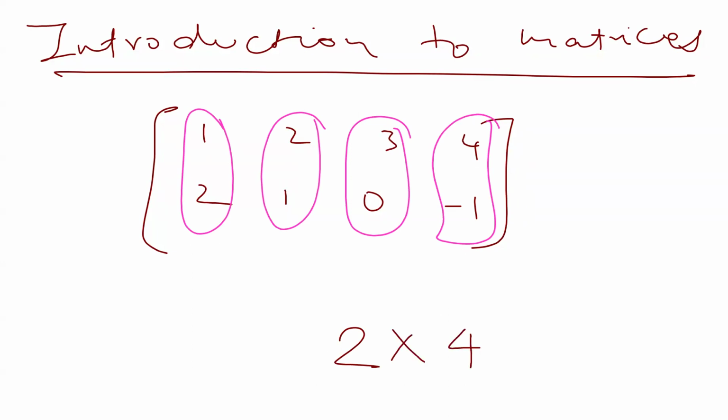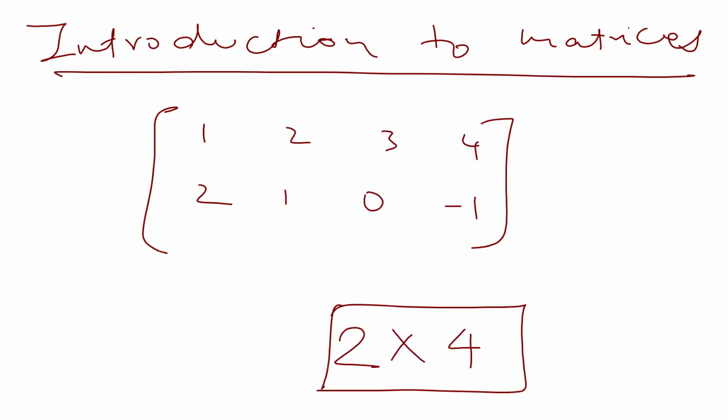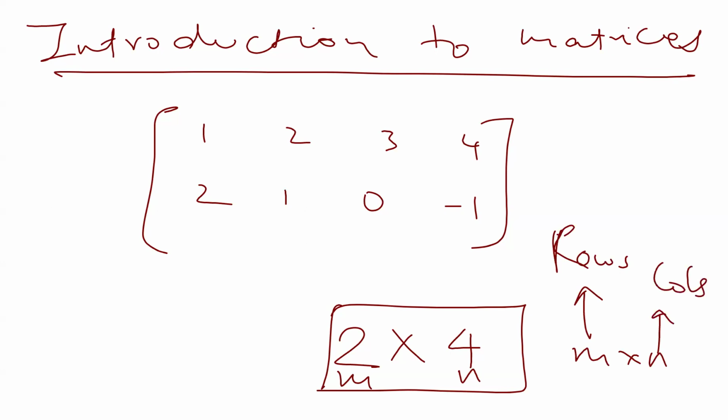So 2 by 4 becomes the order of the matrix, where 2 is M and 4 is N. So the order of the matrix is M cross N, where M is the number of rows, and rows are always horizontal, and N is the number of columns. Columns are always vertical. This is M cross N.